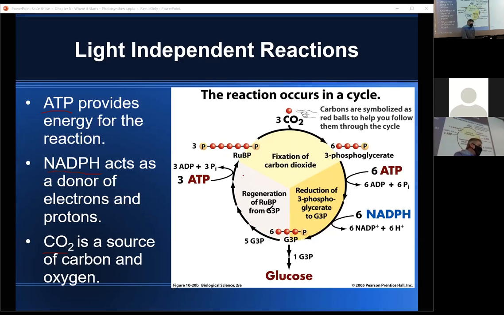I'm using the abbreviations from the next slide. I like this figure, but I don't like the terminology. So G3P, that should be PGAL, and 3-phosphoglycerate, we abbreviate this PGA.